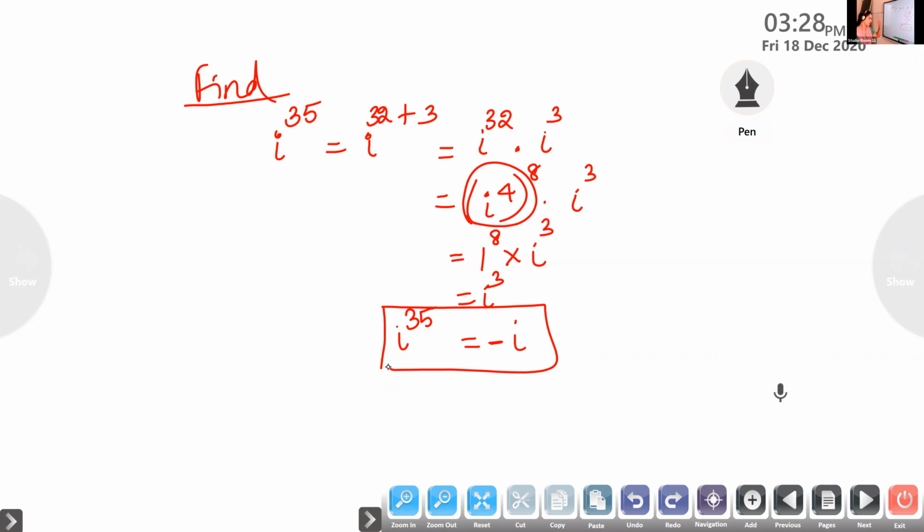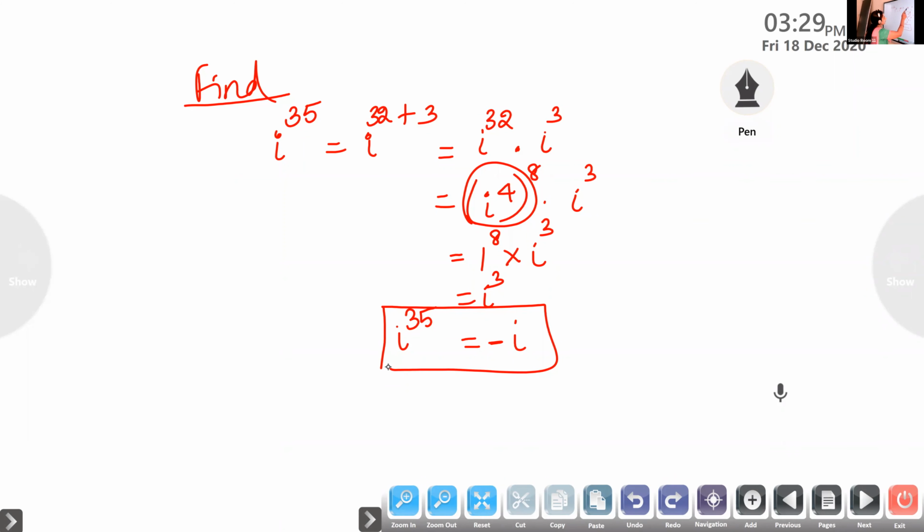Is it okay, Michael? Is it clear, Gauri? What we are doing here, 35, we are splitting this as powers of 4. Is it okay? 32 plus 3. Now what is a raised to m plus n? It is a raised to m into a raised to n. So we are writing that one.